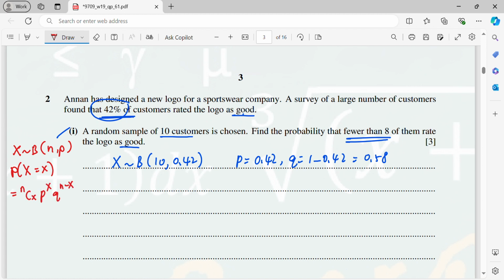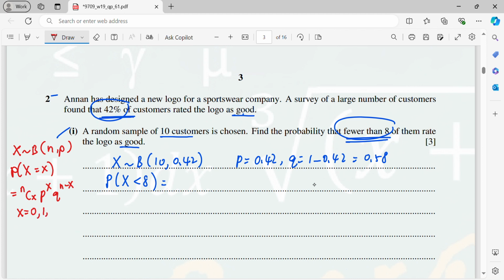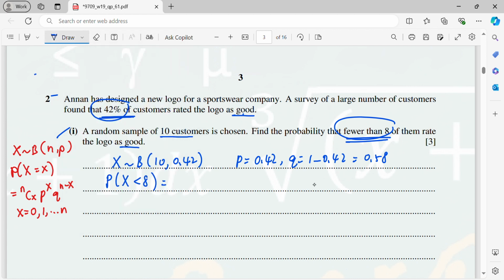Then from here, it's mentioned fewer than 8. So P(X less than 8). And one more thing is, for the binomial distribution, your x starts from 0 and ends with n. So fewer than 8 means it will be 0 until 7. So it involves a lot of calculations. I can calculate from 8 onwards instead, because less than 8 means up to 7. So 1 minus the probabilities of 8, 9, and 10, because there are 10 customers there.